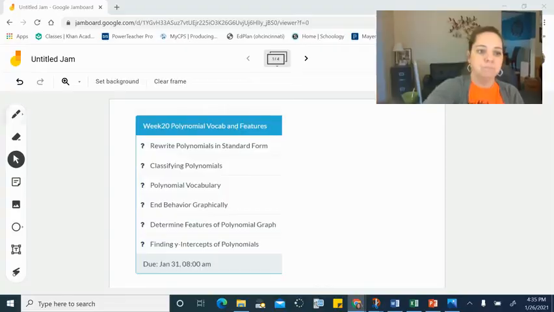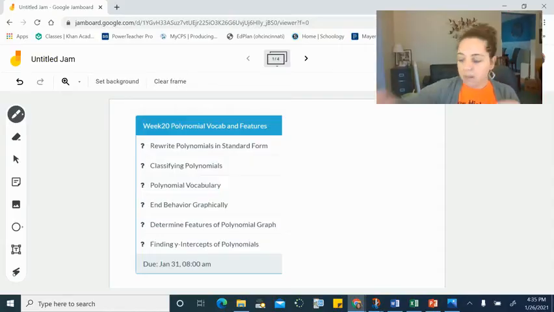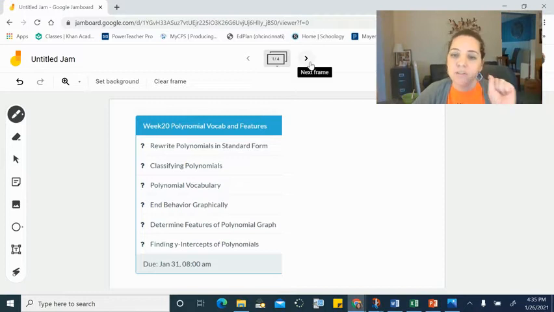And actually, we're going to save the determine features of polynomial graph for next week. When it comes to polynomial vocabulary and key features, this should be review, but you never know, right? So first, we're going to rewrite things in standard form. Remember what standard form is?